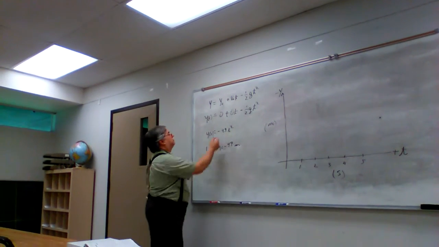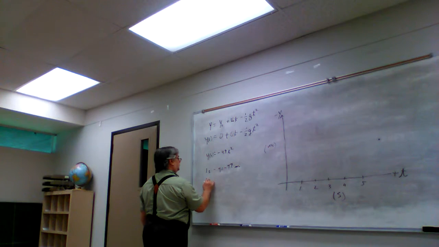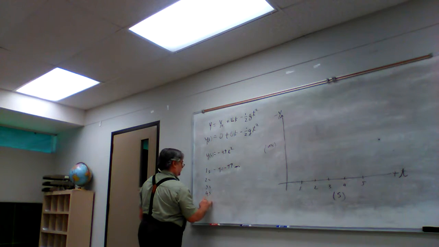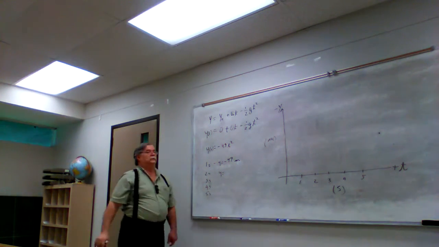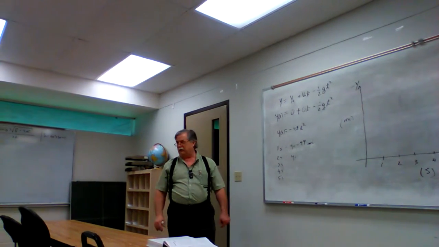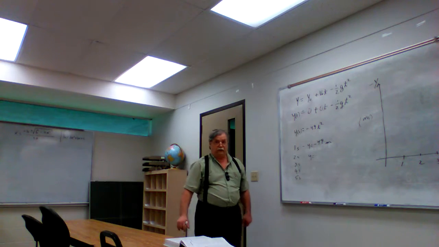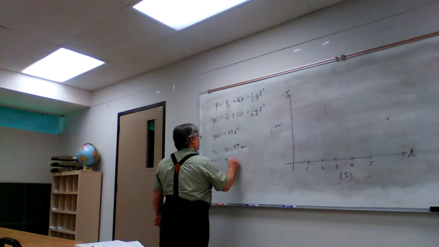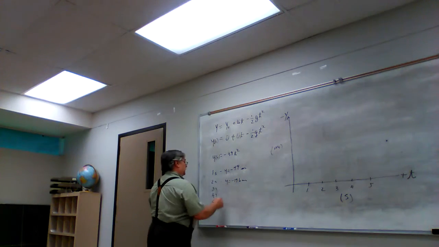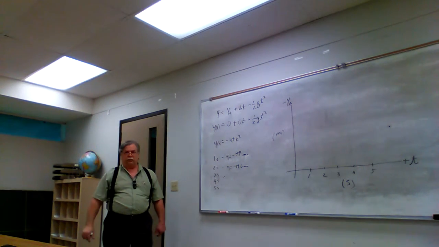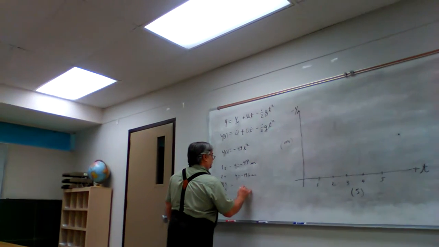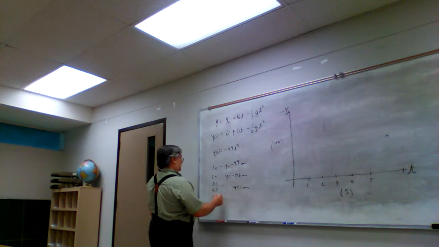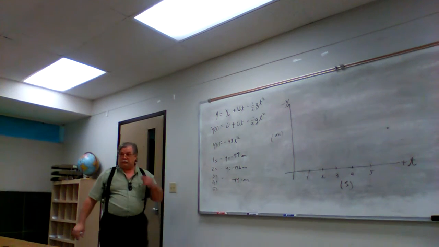2 squared is 4. 4 times minus 4.9 is, say again, minus 19.6 meters. 3 squared is 9. 9 times 4.9, minus 44.1. 4 squared is 16 times 4.9.